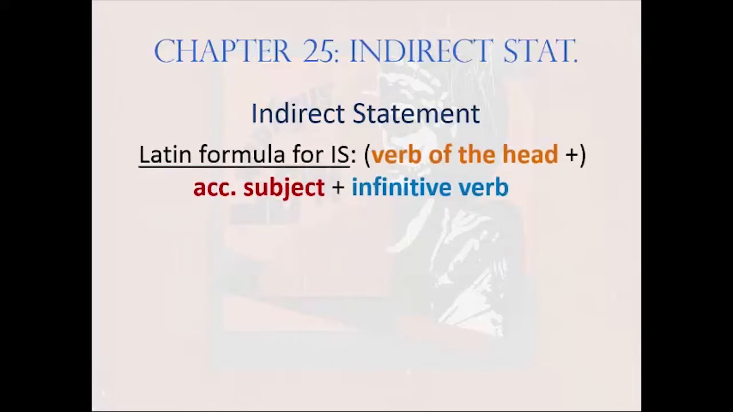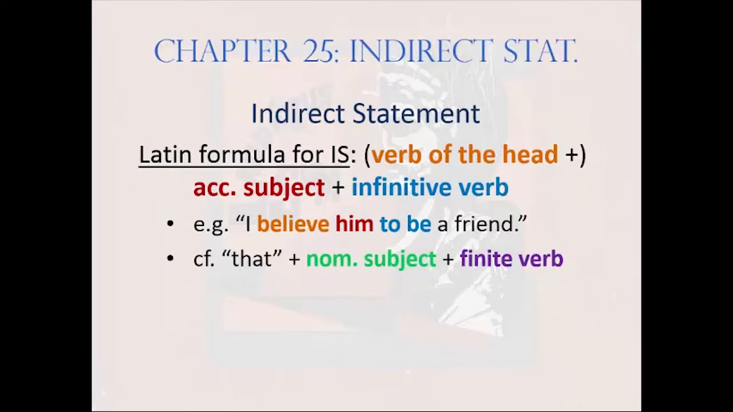So here's the formula for indirect statement. A verb of the head plus an accusative subject plus an infinitive verb. For example, I believe, verb of the head, him, accusative subject, to be, infinitive verb, a friend. Note the grammatical difference between this construction, accusative subject plus infinitive verb, and the that construction English has and Latin doesn't. In the that construction, the subject is nominative and the verb finite. For example, I believe that he, nominative subject, is, finite verb, a friend.